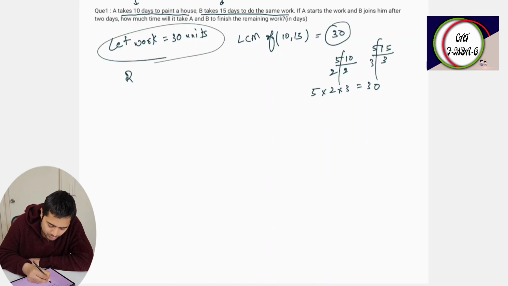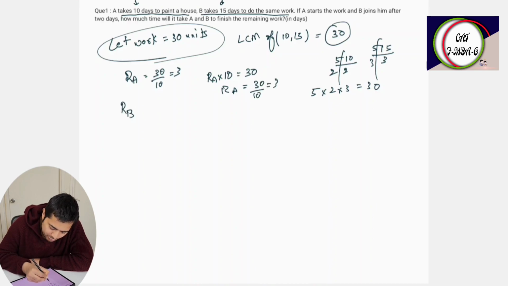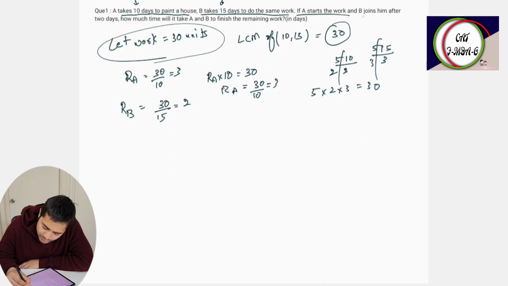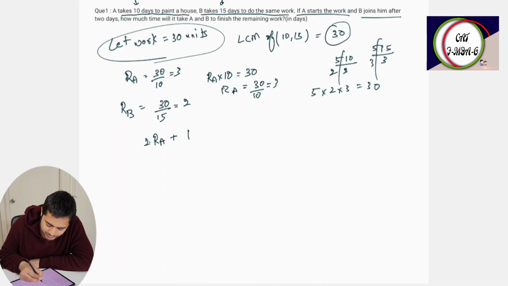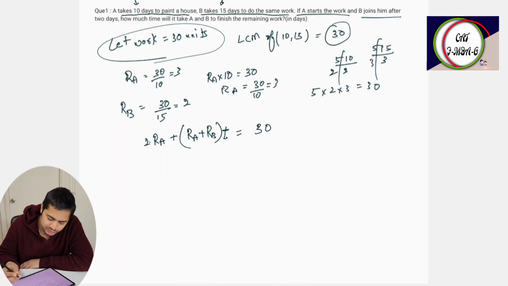Okay. So rate of A is equal to 30 by 10 is equal to 3. How did I get it? Rate of A into time taken by A is equal to total work. So rate of A is equal to 30 by 10 is equal to 3. Similarly, rate of B is equal to 30 by 15 is equal to 2. A starts the work and B joins him after 2 days. So for 2 days only A works. Then B joins. So A plus B, let us assume the time T for the remaining days, then the whole work is completed. 30 units are completed, because how much time will A and B take to finish the remaining work. This is the remaining work, so we have to find this T.